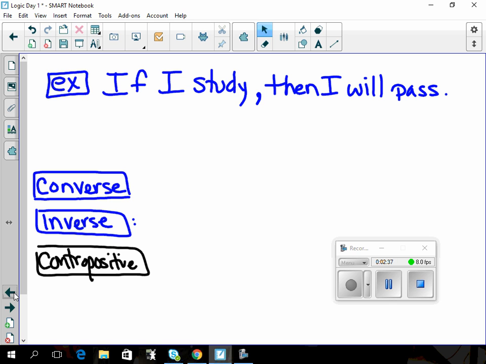and this is one I would like for you to try to find some room somewhere, whether it be in the margin or maybe on one of the empty pages in your packet on logic, wherever you can find some room. And let's start with this sentence: if I study, then I will pass.